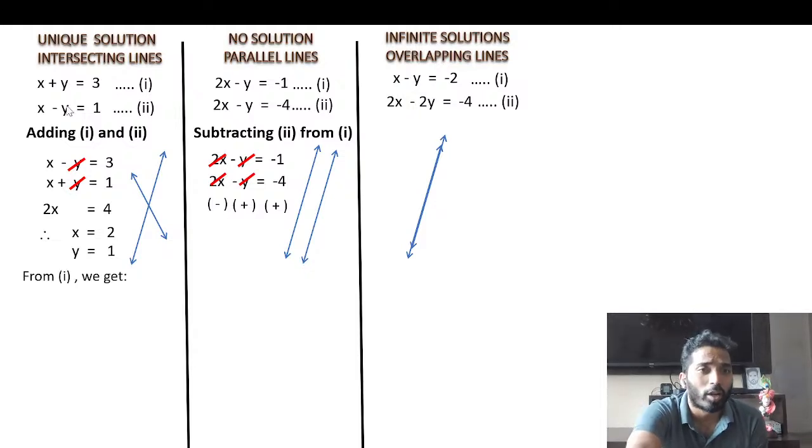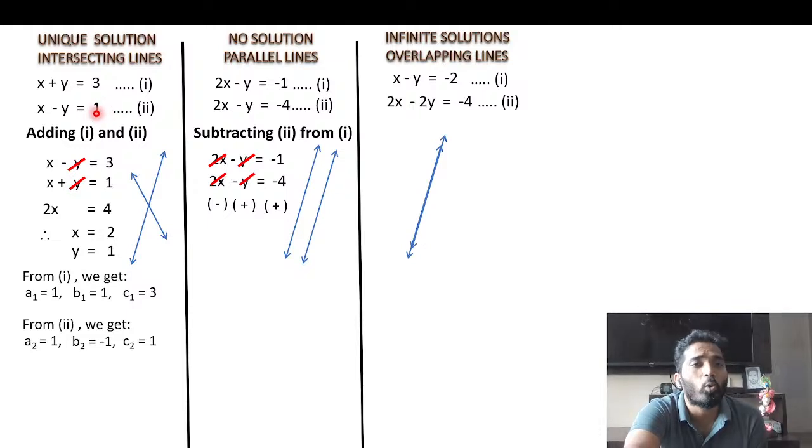Now, from 1, now look at this. I'll just change the pointer. Okay. Now, look at this equation number 1. If you have to give me the values of A, B, and C, A1 will be 1, B1 will be 1, and C1 will be 3. Now from equation 2, I'll get A2 as 1, B2 as minus 1, and C2 as 1.